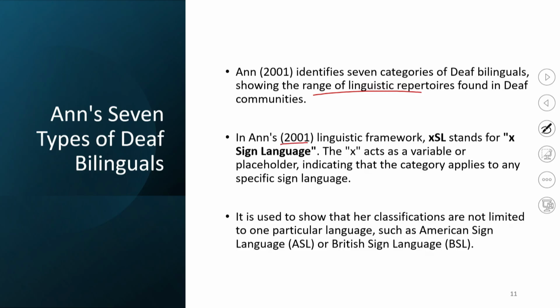So, this is the linguistic framework XSL. X stands for sign language. So, this is a variable or a placeholder. This can be anything, right, indicating that the category applies to any specific sign language. So, any is X here, and then sign language. It is used to show that her classifications are not limited to one particular language, such as American Sign Language or British Sign Language.